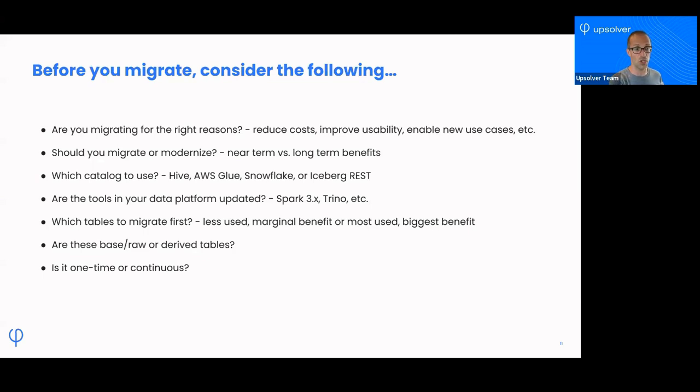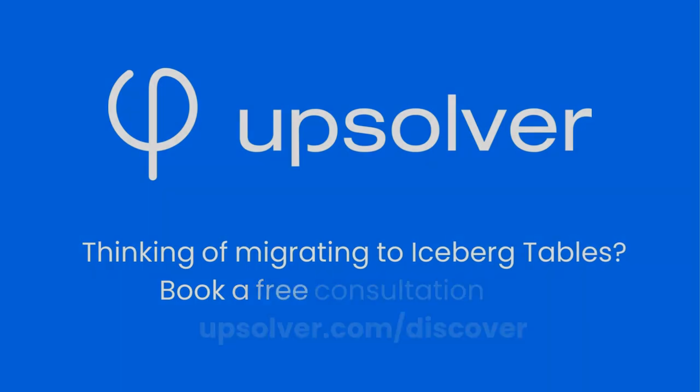Maybe you don't want to touch the raw stuff. You want to leave it as is because there are a lot of internal dependencies on the ingestion pipelines and things like that, and ETL code. But simply updating your ETL code to write to an Iceberg table as opposed to a Hive table might be a small lift for you, and then you get significant benefit. So you can think about that. And then, is it a one-time migration or continuous? We'll talk about that in more detail in a little bit.